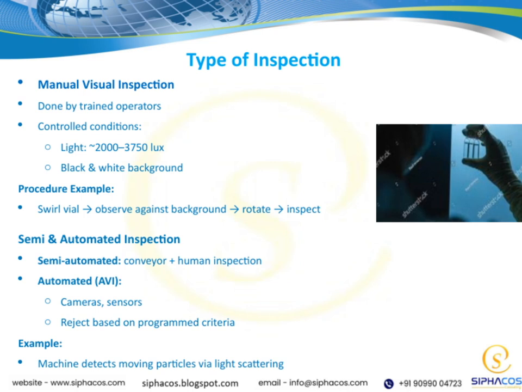These systems can automatically reject samples based on programmed criteria, which helps improve consistency and efficiency. For example, the machine might detect moving particles through light scattering techniques, flagging any irregularities that need further review. Overall, these different inspection methods are designed to ensure product quality while balancing accuracy, speed, and resource use.